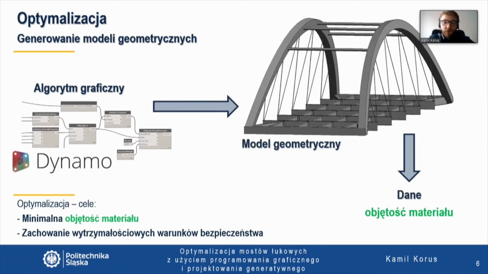In our optimization case for an arch bridge, two quite classic optimization goals have been assumed. The first one is minimization of material consumption, and the second is maintaining the strength safety conditions. In order to facilitate creation of geometrical models, beam models for arch bridges, Dynamo graphic algorithm was created, which enabled quick generation of models based on parameters introduced. These parameters control, among others, the span of the bridge, its width, and the height in arch and number of suspensions, all dimensions of individual elements in cross-section.